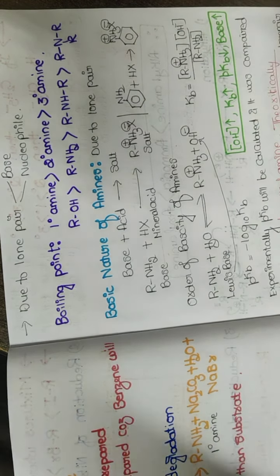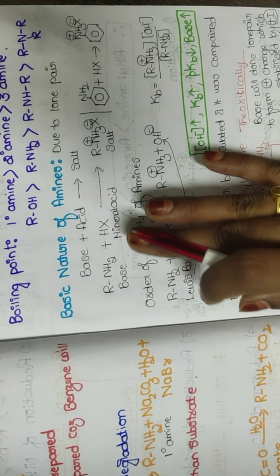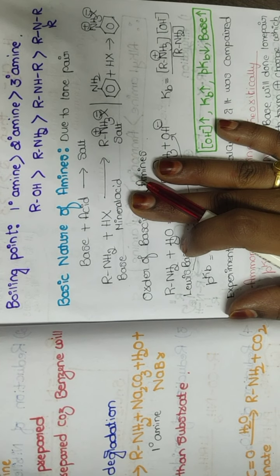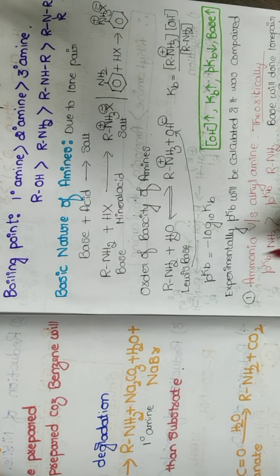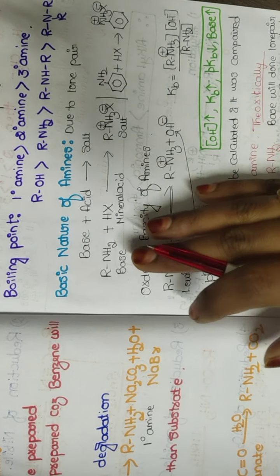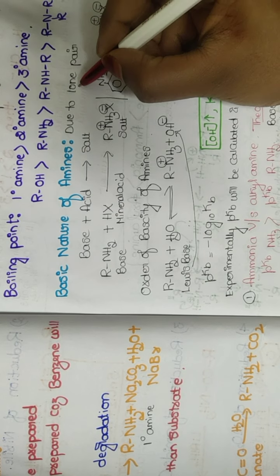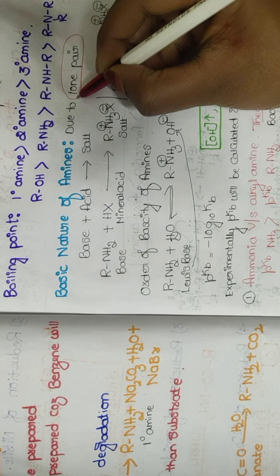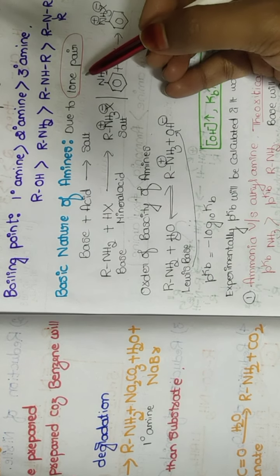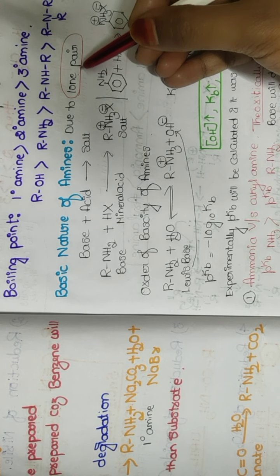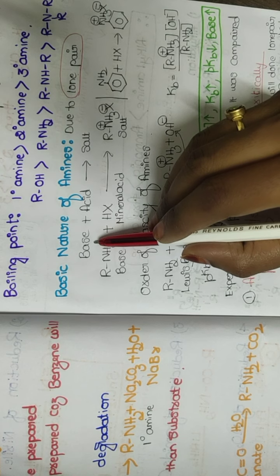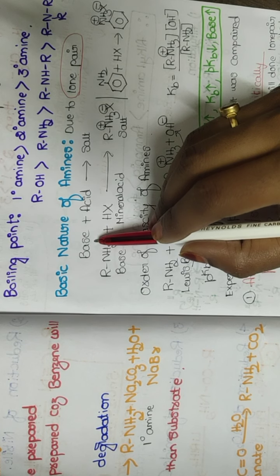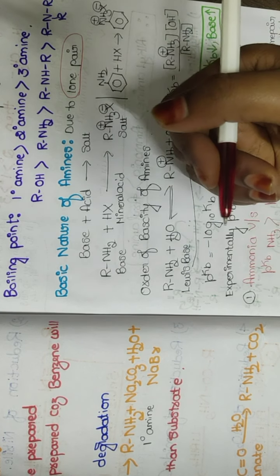So now let us start with a very, very important topic under amines, that is the basic nature of amines. Here the basic nature of amines is mainly due to the presence of a lone pair of electrons. Due to the presence of a lone pair of electrons, it behaves as a Lewis base. What is a Lewis base? Which donates a pair of electrons.